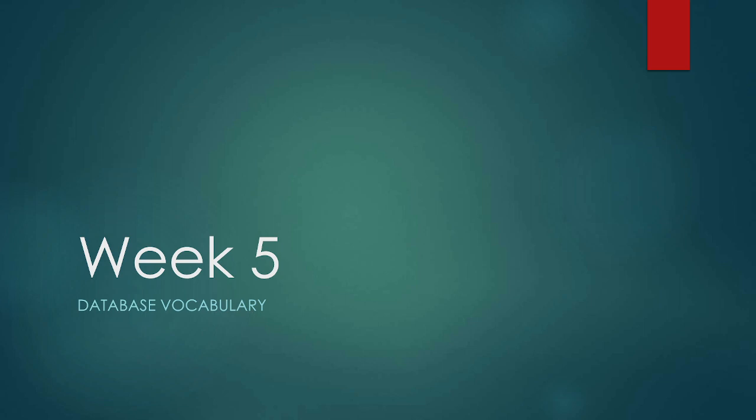This week we are going to be talking about some database terms such as rows, columns, relations, and keys. We're going to be talking about the process of normalization. We are going to be talking about the advantages and disadvantages of normalizing a database, and we're going to talk about the difference between primary keys and foreign keys.